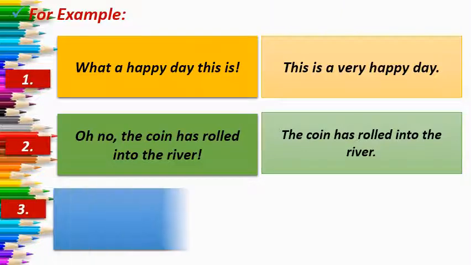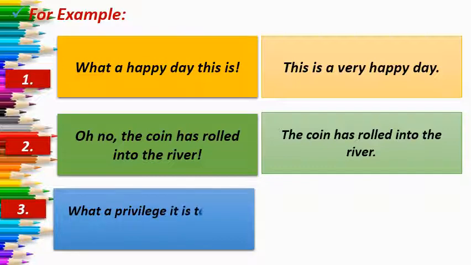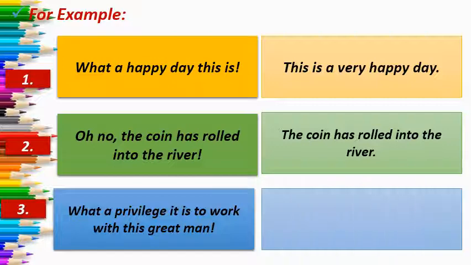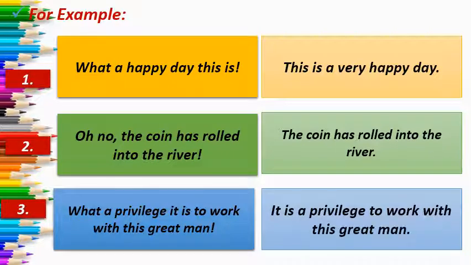Now let us see one more example to clarify. What a privilege it is to work with this great man. At last, exclamation sign. So when we will convert it into assertive sentence, the sentence will be, it is a privilege to work with this great man. So you have to follow the structure and then you have to convert exclamatory sentences into assertive sentences. It is very easy.